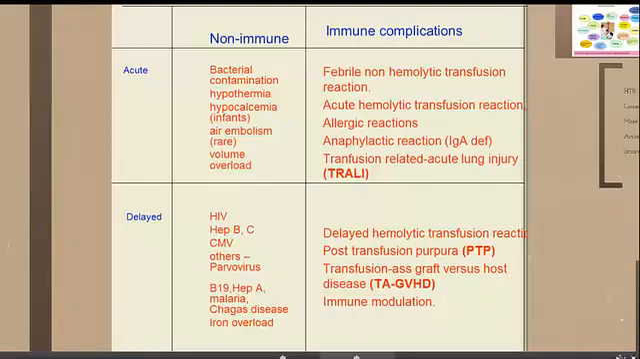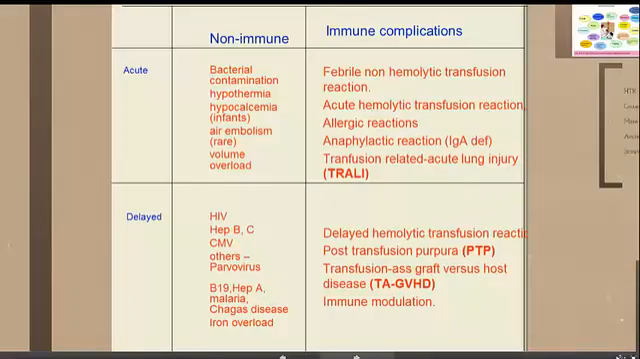The delayed non-immune complications will be all the infectious complications such as HIV infection, hepatitis B and C, CMV or cytomegalovirus, other viruses such as parvovirus B19 infection, hepatitis A, malaria, Chagas disease, and also iron overload. The delayed immune complications are delayed hemolytic transfusion reaction, post-transfusion purpura or PTP, transfusion-associated graft versus host disease or TAGVHD, and also immune modulation.